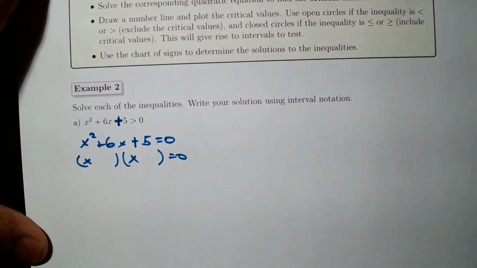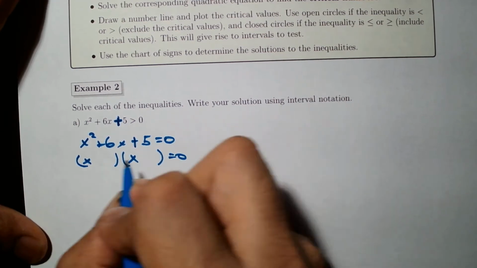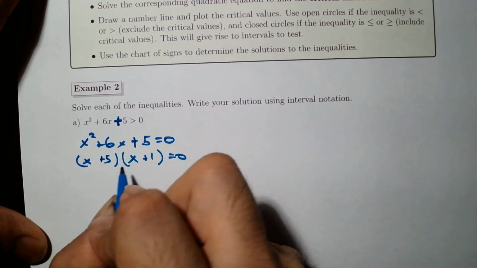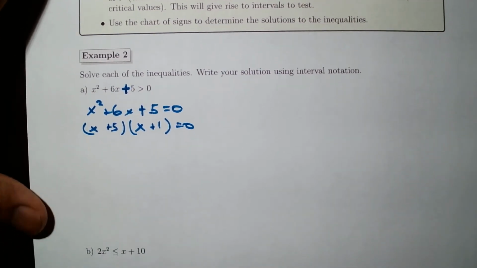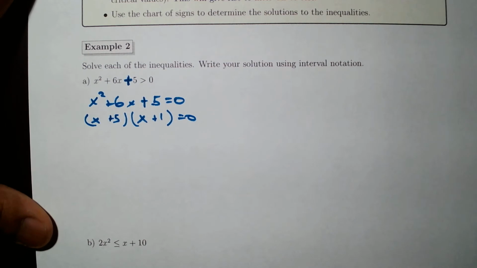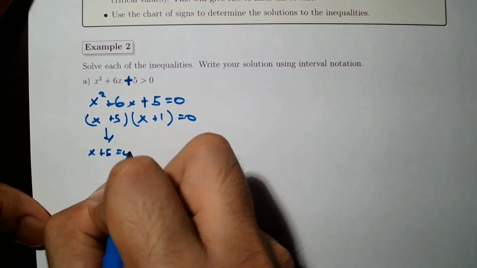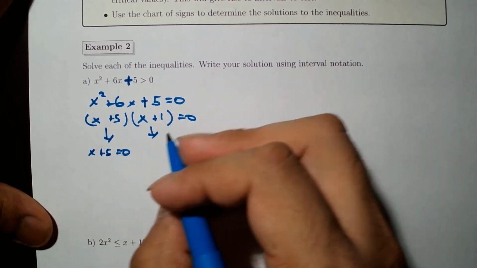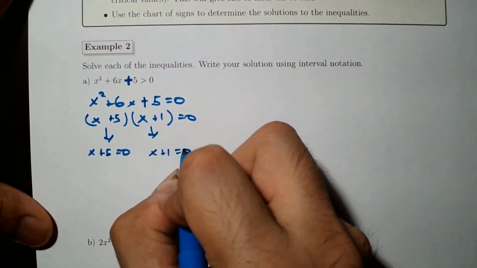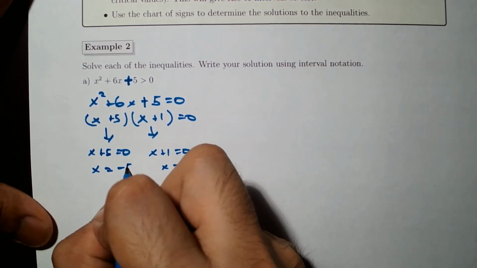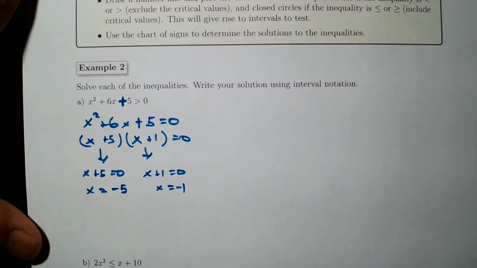And so this will be x plus 5 and x plus 1. 5 times 1 is 5, and 5 plus 1 is 6. Right? Otherwise, it was not going to work. Okay? So how are we going to deal with this? Well, x plus 5 equals 0 and x plus 1 equals 0. That means x equals -5 and x equals -1. So that's going to lead to the third step.